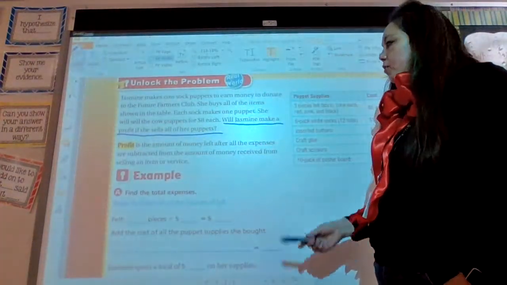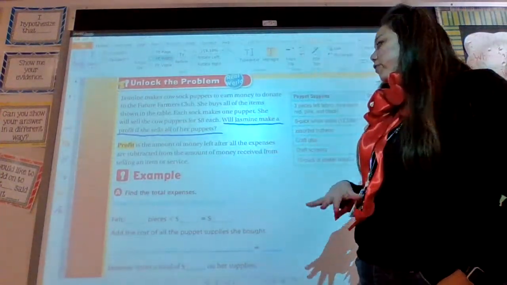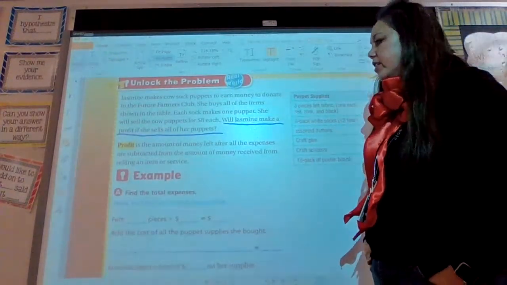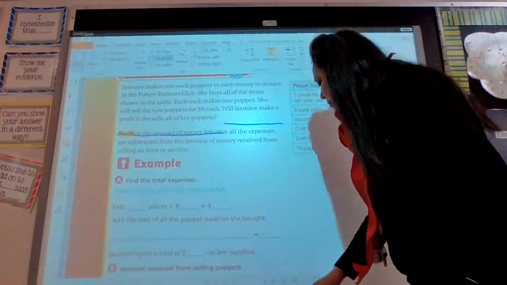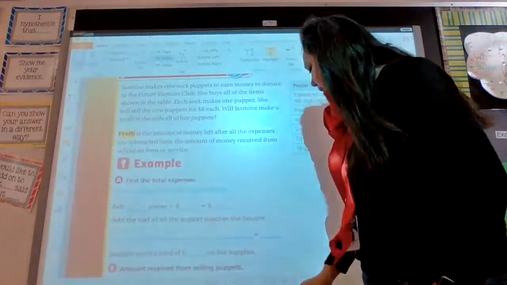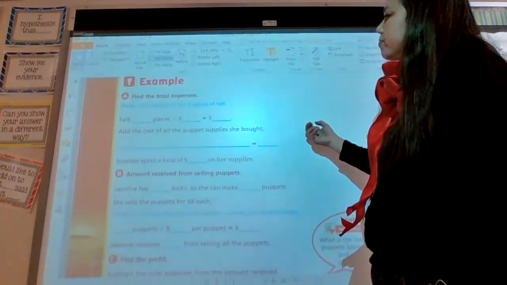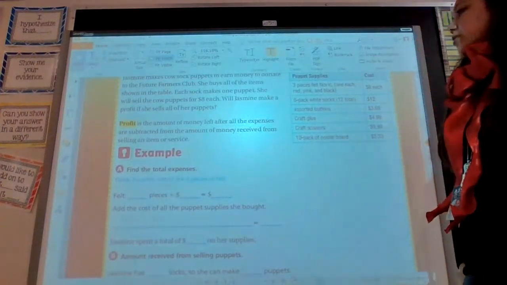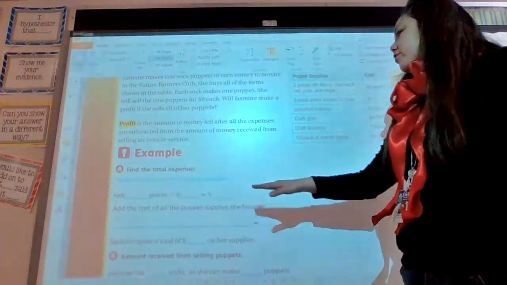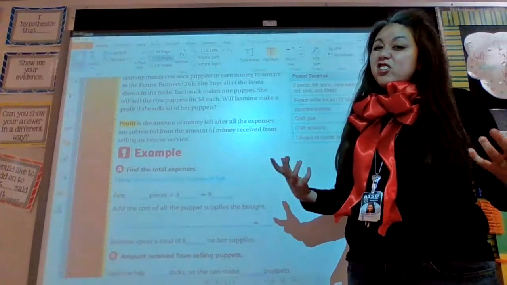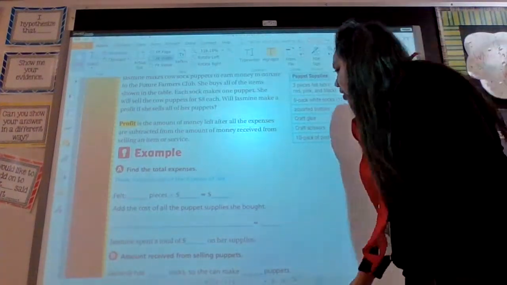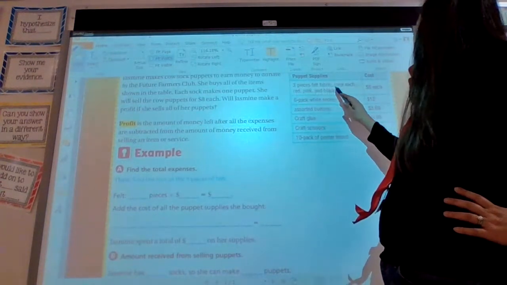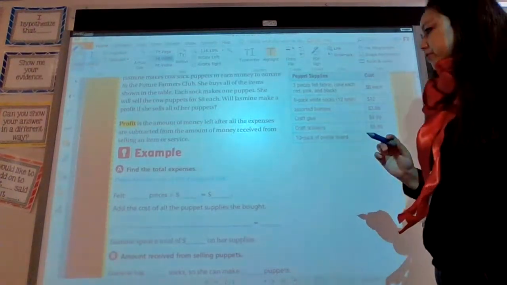It's going to review us again on what profit is. It's the amount of money left over after all your expenses are subtracted from the amount of money you receive selling an item or service. So let's walk through this example. That's what we're looking for. She's earning some extra money here. We're going to find the total expenses. Find the cost of the 3 pieces of felt. So we've got to see how much money she spent on these puppets first. Felt, 3 pieces of felt fabric, 1 each, red, pink, and black, cost $6.